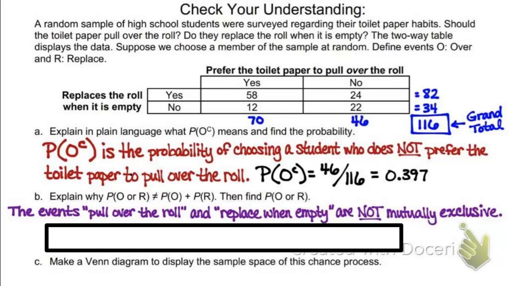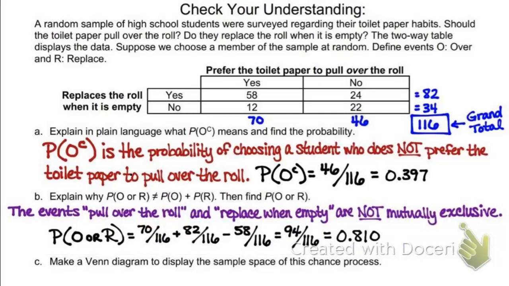So what is this probability? The probability that somebody prefers the roll over, or the probability that they replace it when it's empty. 94 over 116. We would do 70 over 116 plus 82 over 116 minus the intersection, 58 over 116, which gives us 94 over 116, or you can write that as the decimal 0.81.